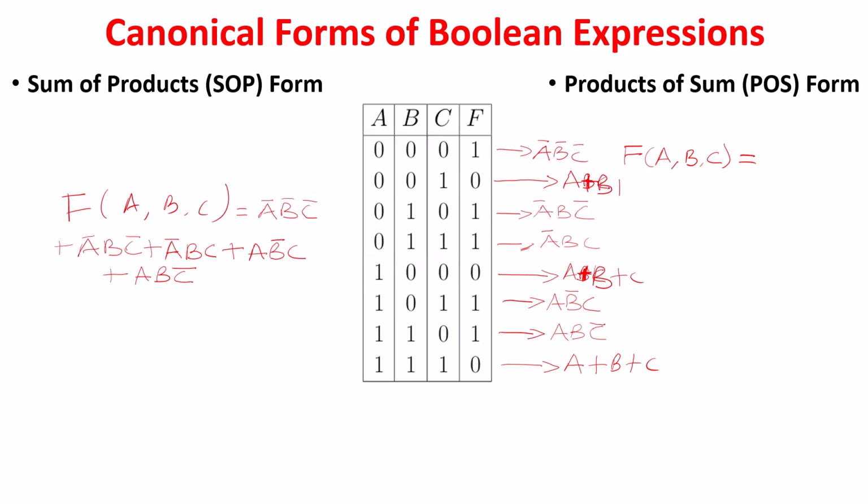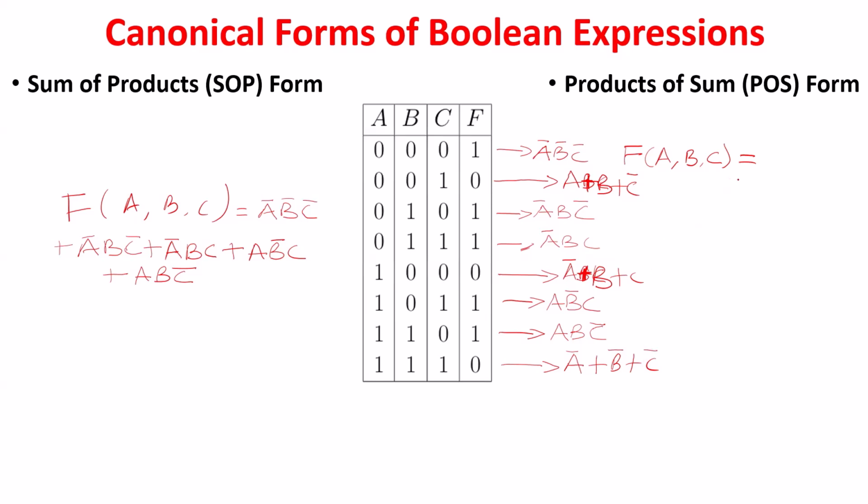If you look at the first one, A is 0. Because the output is 0, A stays the same. B is 0, it stays the same. C is 1, so we have C bar. If you look at the next one, A is 1. Because the output is 0, A will carry a bar. B is 0, it stays the same. C is 0, it also stays the same. Then the last one, A is 1, so it carries the bar. B is 1, it also carries a bar. Then C is 1, it carries a bar as well.